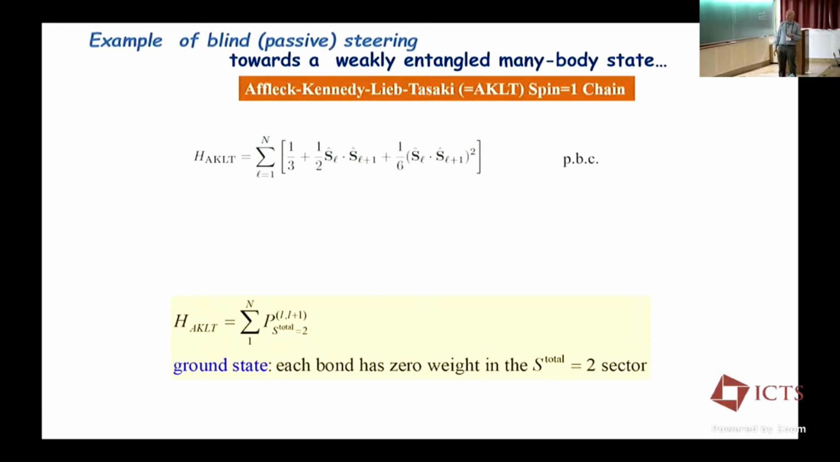Sum over all spins in the chain from 1 to n. L is the index of the spin site.